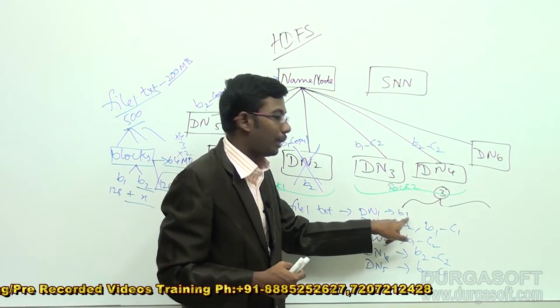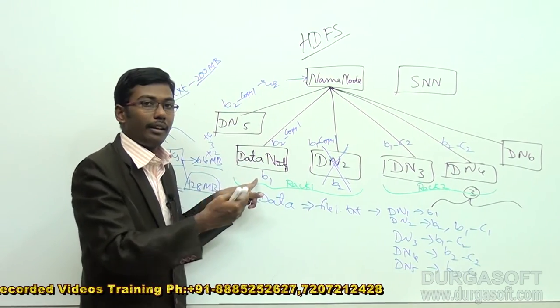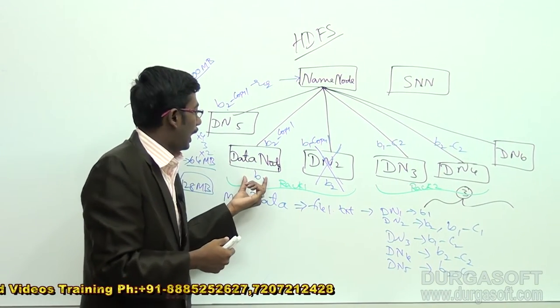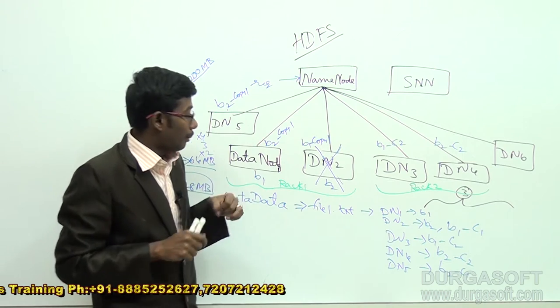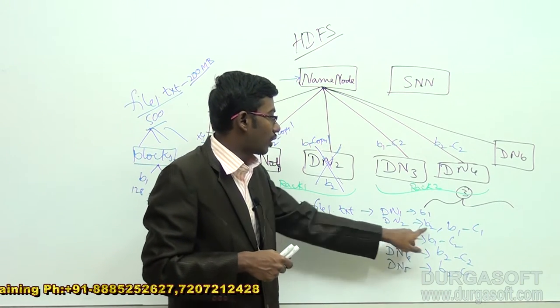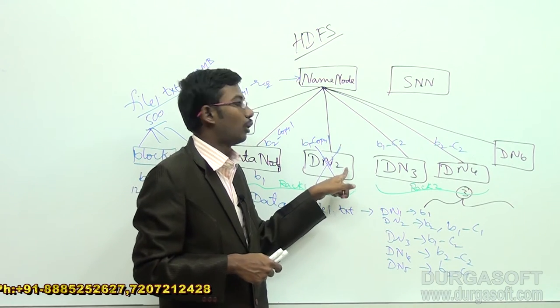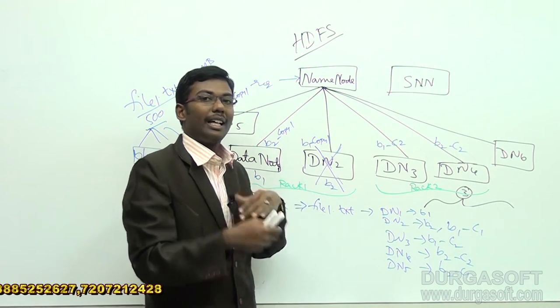Suppose it fetches the data and searches for B1. B1 is held in data node 1. Data node 1 is up and running, so it can easily respond to the name node. For that purpose, access to B1 will be done with data node 1 only. But the first replica of B2 is stored in data node 2. It sends a request to data node 2 to give access to block 2, but the data node is unable to give access.